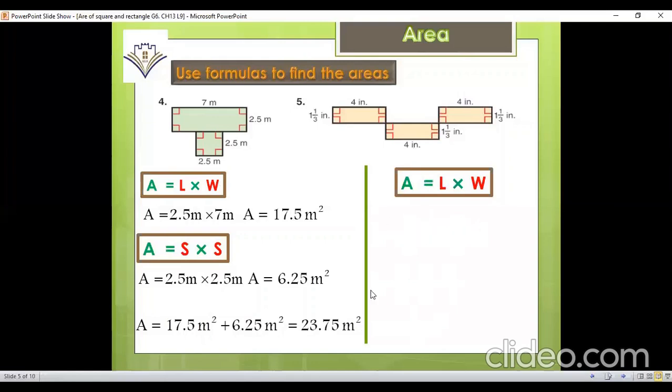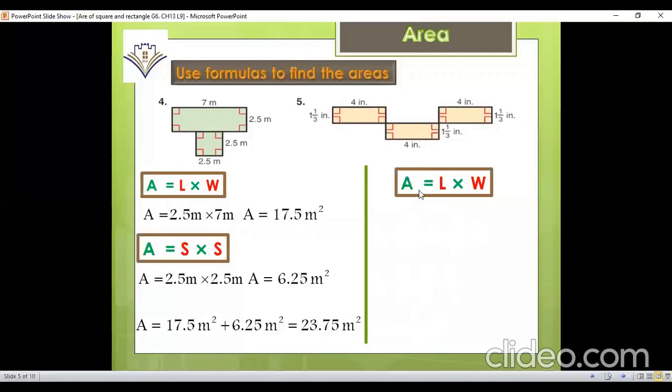Look at the second one, question number five. We have three rectangles, but these three rectangles are equal in area because the length is 4 and the width is 1 1/3. Then you can calculate the area of one rectangle and then, when you get the result, multiply it by 3.